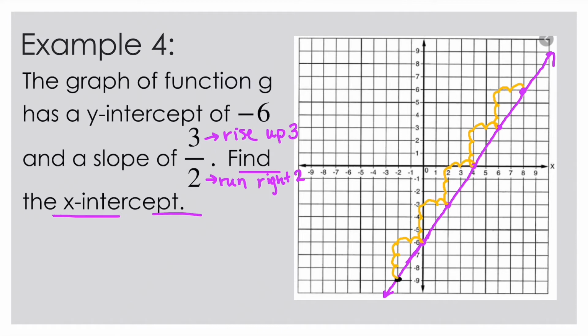But where does this graph cross the x-axis? So now I'm going to trace the x-axis. Where does the pink line cross it? At 4. So our x-intercept is 4, 0.